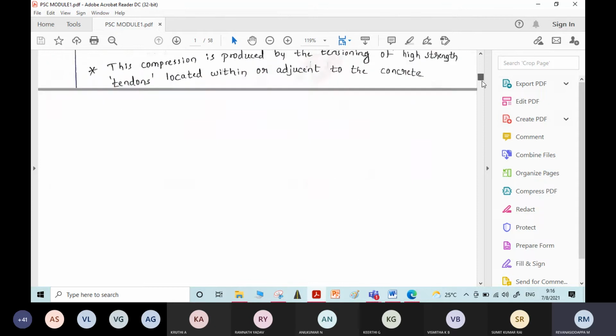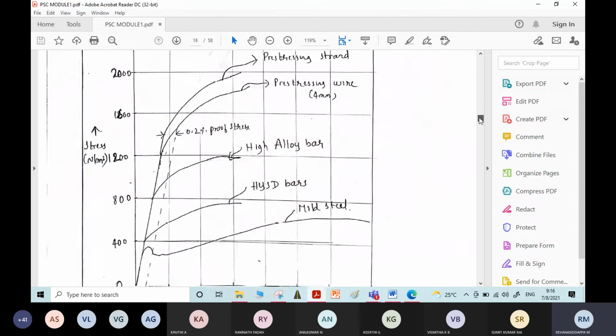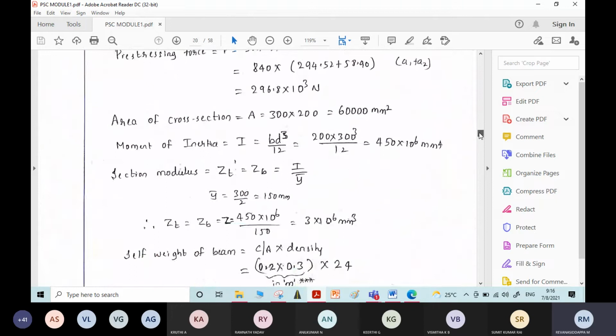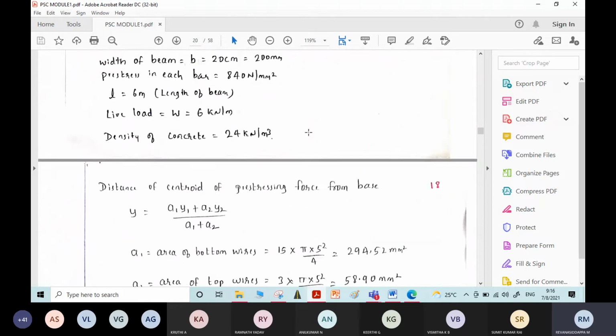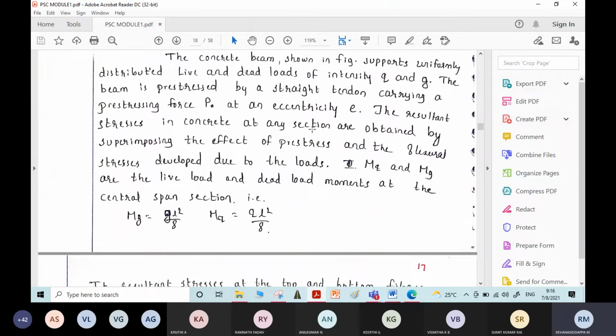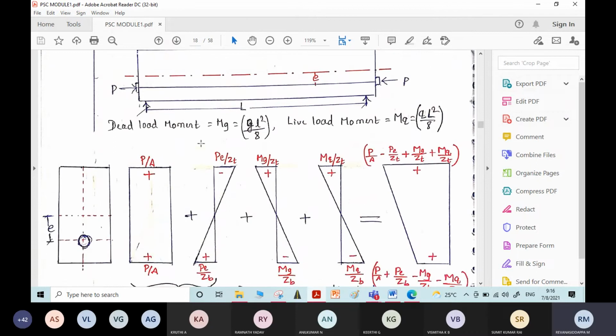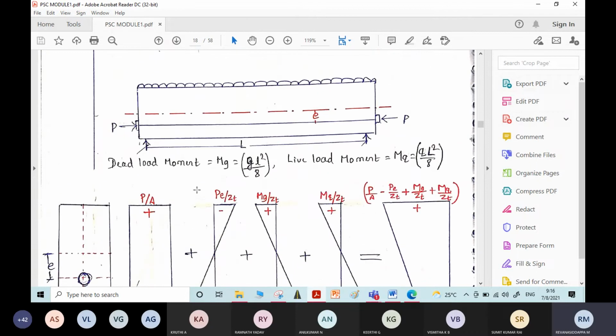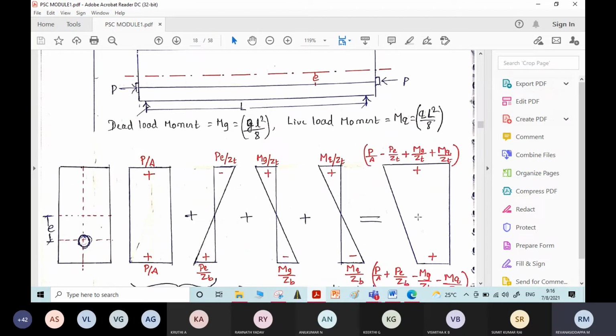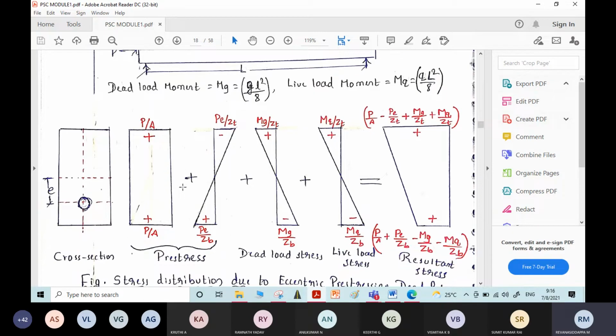fx should be determined by considering the eccentricity at the support as well as the moment at the support. Referring to this basic principle of pre-stressed concrete, we need to formulate the equation for fx.